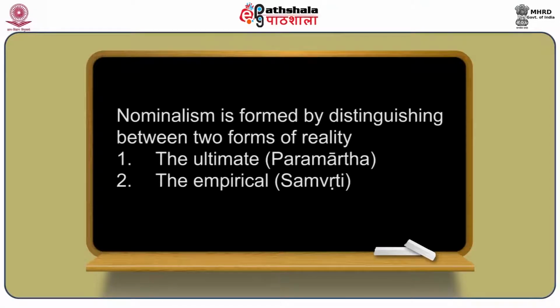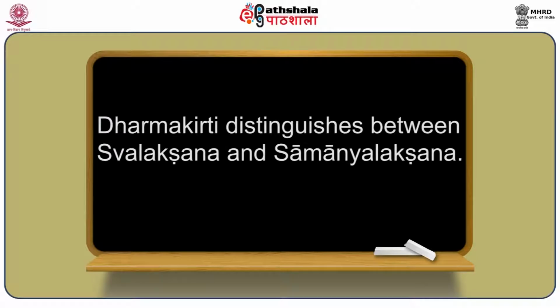The Buddhist attempts to form his nominalism, meaning apoha vad, by distinguishing between two forms of reality. The one is the ultimate, which is also known as paramartha. The second one is empirical, which is also known as samvriti. There is a famous Buddhist scholar known as Dharmakirti who made the distinction between Swalakshana and Samanya Lakshana.